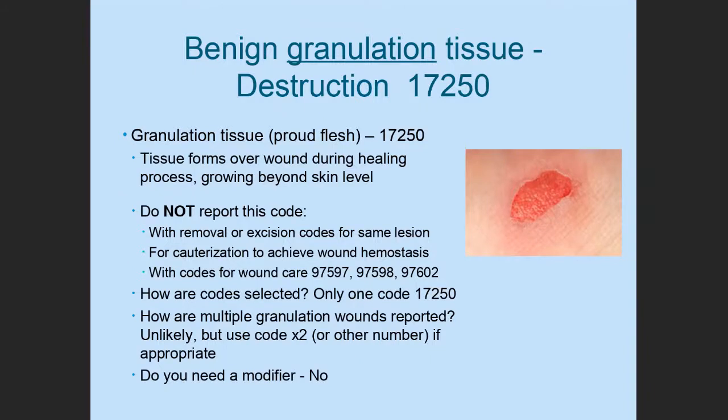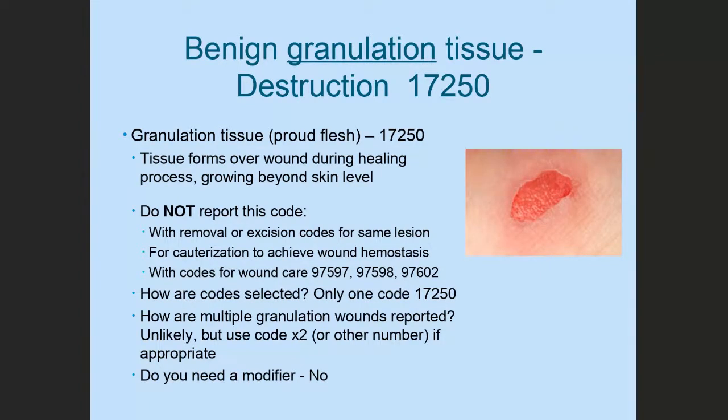There's one more type of benign lesion we're going to talk about. This is granulation tissue. Granulation tissue, sometimes called proud flesh, is coded with this one code, 17250. This is when a wound is healing. As the wound fills in with new tissue, the tissue may go beyond the skin level, so it's above the skin level. That's what I call proud. So don't use this code, 17250, if you're also coding for removal of the same lesion.